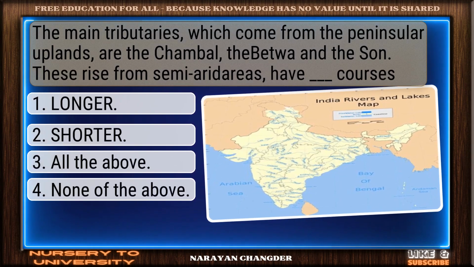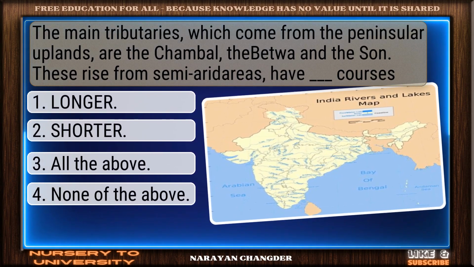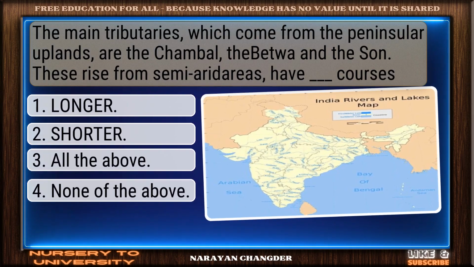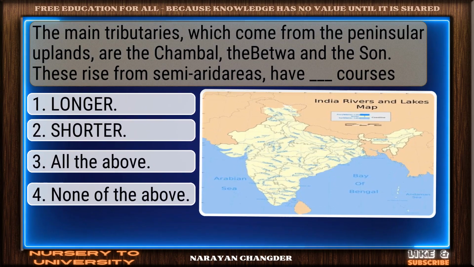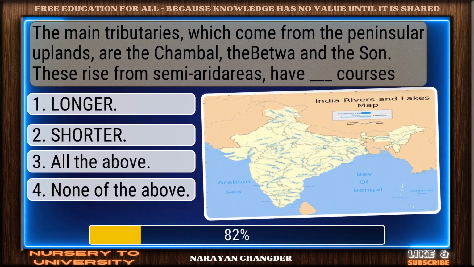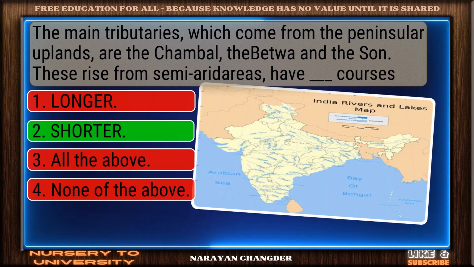Question number 10. The main tributaries which come from the peninsular uplands are the Chambal, the Betwa, and the Son. These rise from semi-arid areas, have dash courses. Strong choice. Shorter is the right answer.